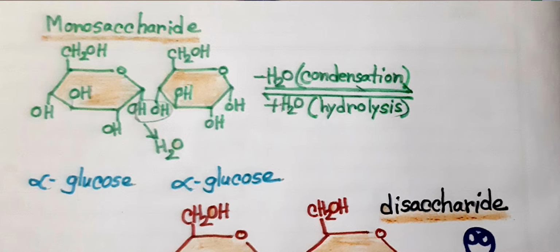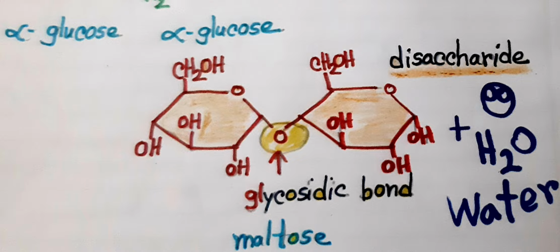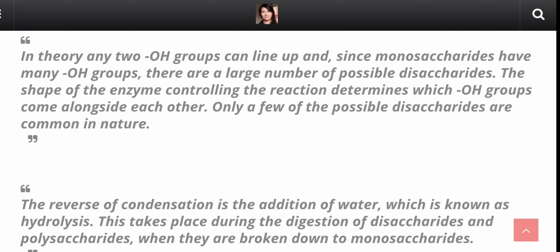In theory, any two hydroxyl groups can line up, and since monosaccharides have many hydroxyl groups, there are a large number of possible disaccharides. The shape of the enzyme that is controlling the reaction determines which hydroxyl groups can come alongside each other, and only a few of the possible disaccharides are common in nature.